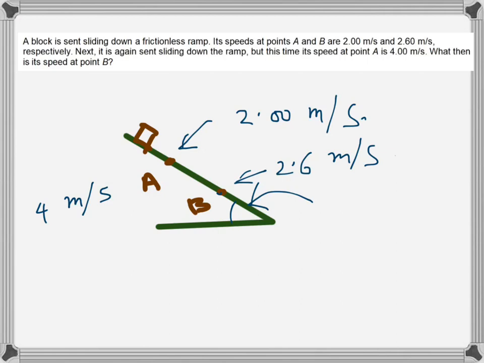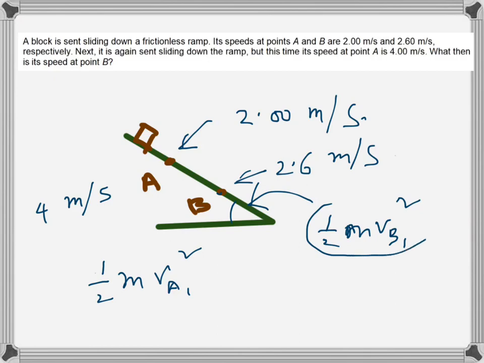We know the speeds at each of the points, so we know the corresponding kinetic energies. At point A, the kinetic energy will be, if I say A1 maybe, because there are two scenarios, in the first condition, half m, m being the mass of the object, VA1 squared. And at point B it will be half m VB1 squared.